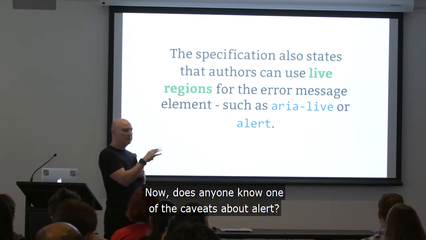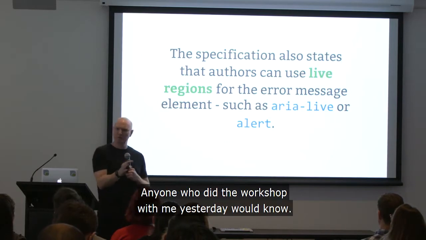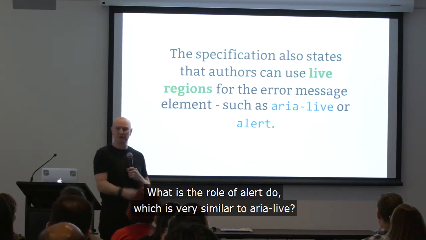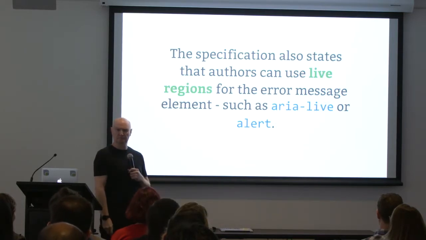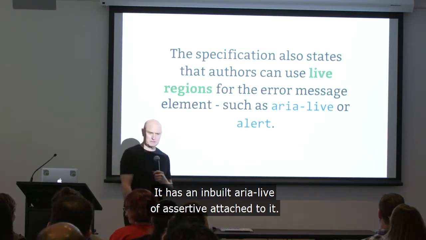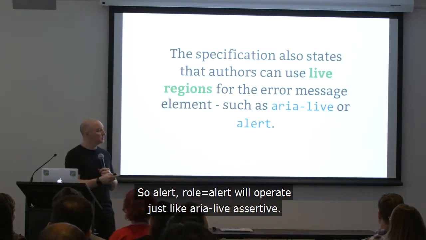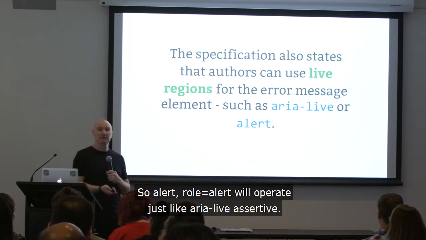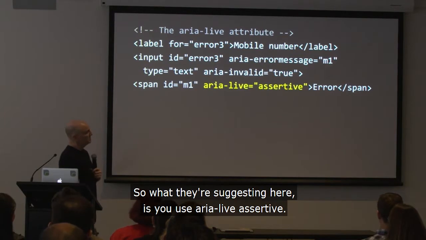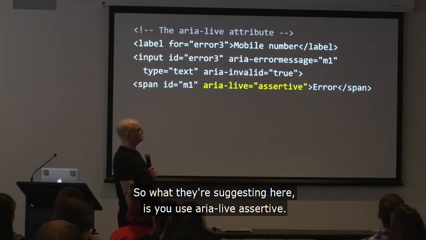Now, does anyone know one of the caveats about alert? Anyone who did a workshop with me yesterday would know it. What does the role of alert do, which is very similar to ARIA Live? It has an inbuilt ARIA Live of assertive attached to it. So role equals alert will operate just like ARIA Live assertive. So what they're suggesting here is use ARIA Live assertive.